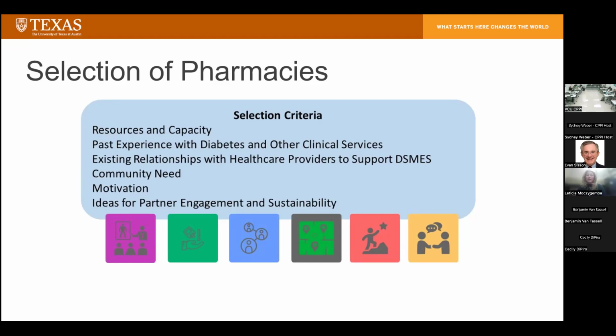We also asked a question about past experience with implementing diabetes and other types of services. We also wanted to know about existing relationships with healthcare providers, mainly because for DSMES, you have to have a provider referral, so having those existing relationships in place is really helpful. We also considered community need, which was the prevalence rate of diabetes in the pharmacy's county. And we also wanted to know pharmacist motivation and ideas for partner engagement and sustainability.